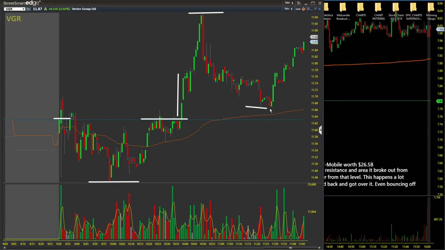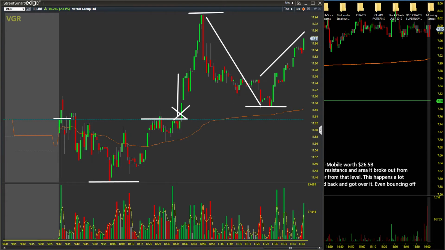And look at right around the area it bounced at. The area where it broke out from. And then moves its way all the way up to 11.88 so far. So pulls all the way back to the area it broke out from.